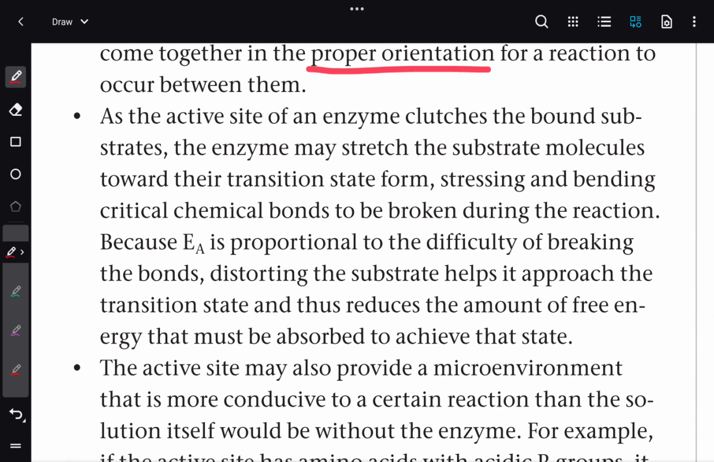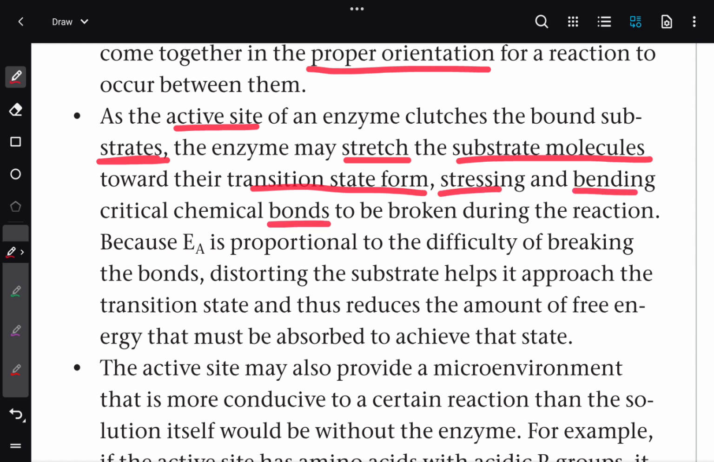As the active site of an enzyme clutches the bound substrates, the enzyme may stretch the substrate molecules toward their transition state form, stressing and bending critical chemical bonds to be broken during the reaction.